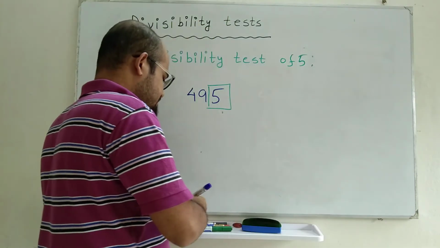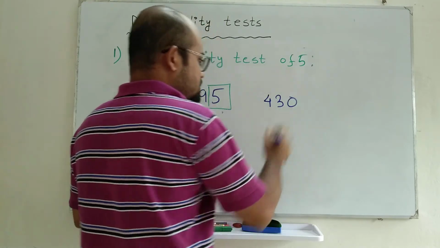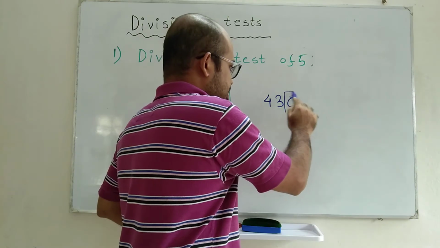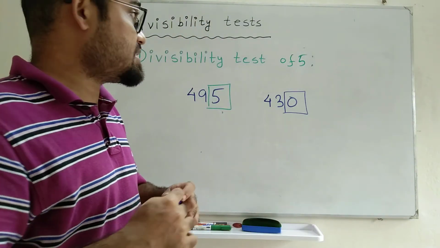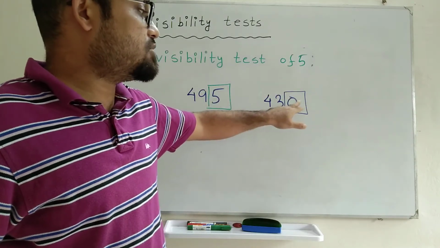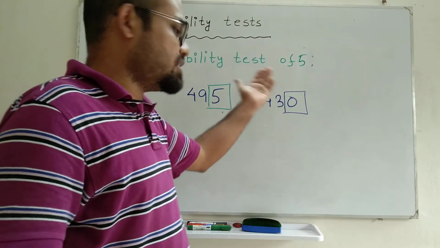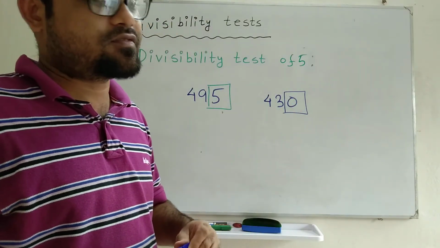Let's take the final example. What about 430? Well, in 430, the digit in the units place is 0. So as I have stated, if the digit in the units place is either 0 or 5, the whole number, which is 430 in our case, becomes divisible by 5.